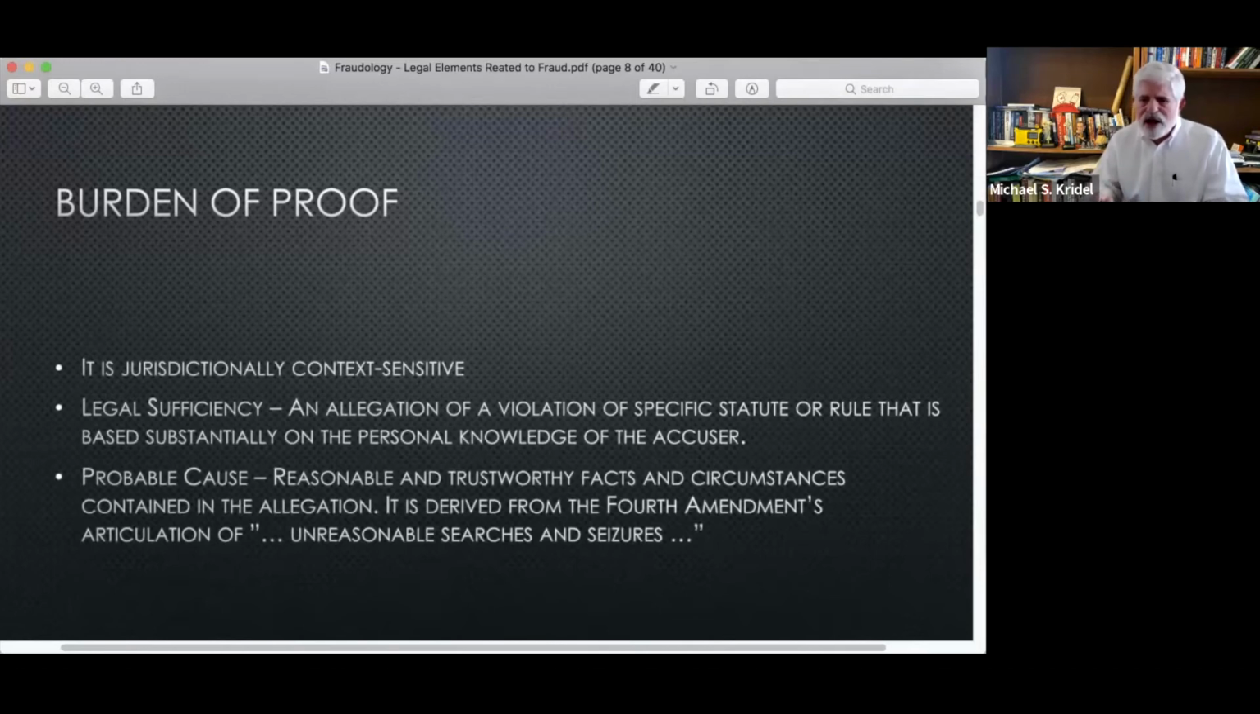In the United States, this is derived from the Fourth Amendment to the Constitution of the United States, based on unreasonable searches and seizures. Next slide.